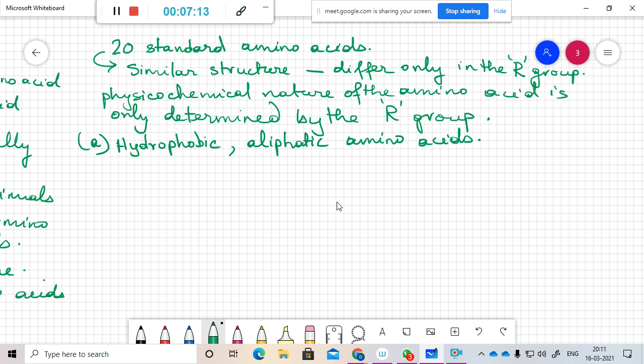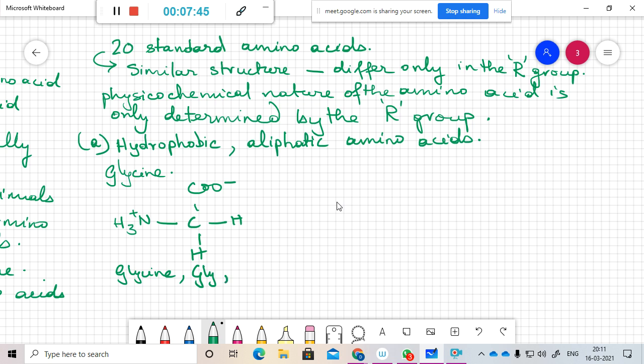As per the amino acid structure, the simplest of them is glycine. Since all are L amino acids, COO minus, H, and H is present over here. It is written as glycine. You can write it as GLY or single letter G. This is the simplest amino acid, glycine. Hydrogen is hydrophobic.